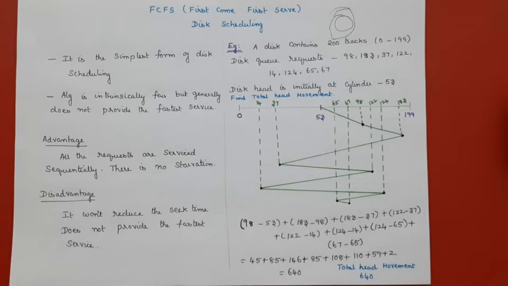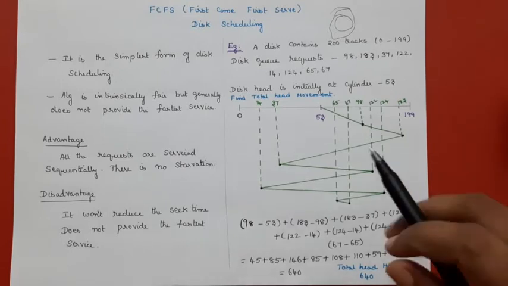When we go for the advantage, all the requests that are coming in will be serviced sequentially. So there is no starvation at all. That is the main advantage of your FCFS algorithm. When we go for the disadvantage, it will increase the seek time and it does not provide the fastest service. So we will see one example for this FCFS disk scheduling, how it is done.